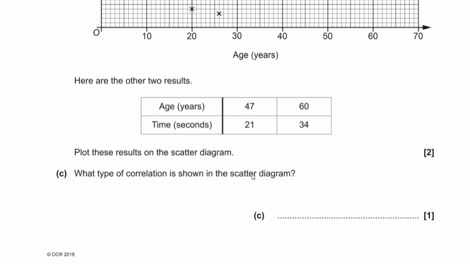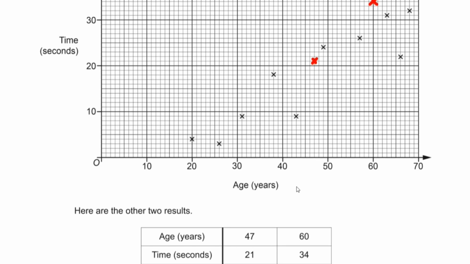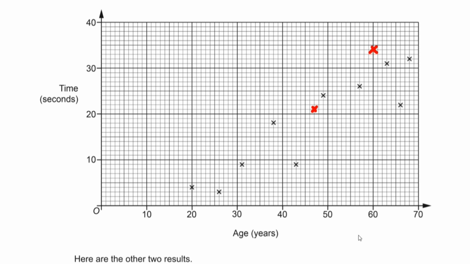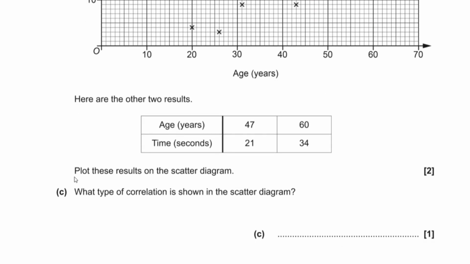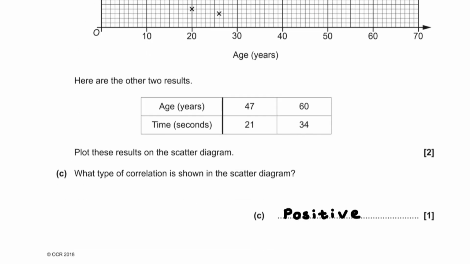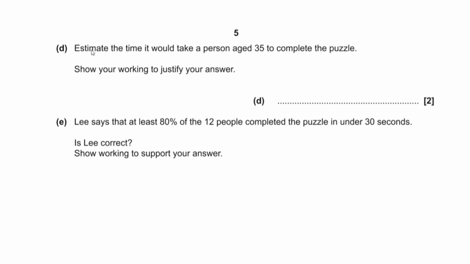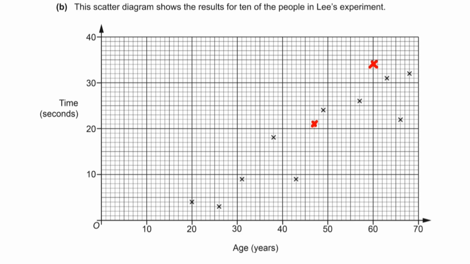Part C, what type of correlation is shown in the scatter diagram? Well, generally speaking, as the age increases, so does the time, so we have a positive correlation. Part D, estimate the time it would take a person aged 35 to complete the puzzle. Show your working to justify your answer.